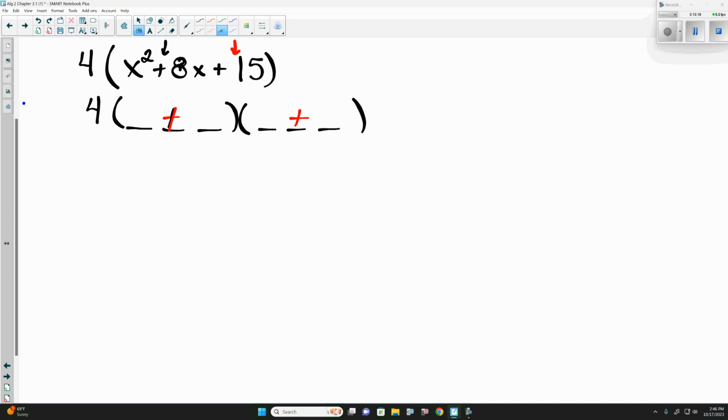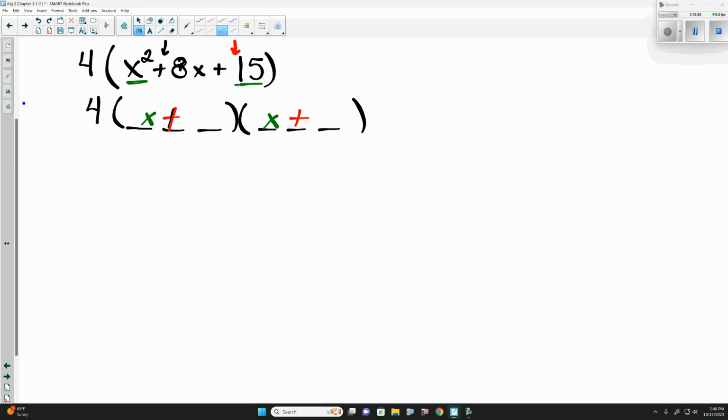Step number 4, find the factors of the first and third term. Our first term is what? X squared. X and X. Really with X squared, T squared, U squared, anytime we have that variable squared in that first spot, it's going to be T and T, U and U, Y and Y, whatever the variable is, that's the only way it works out. What's the number in front of X squared? 1. So we're just left with X and X.